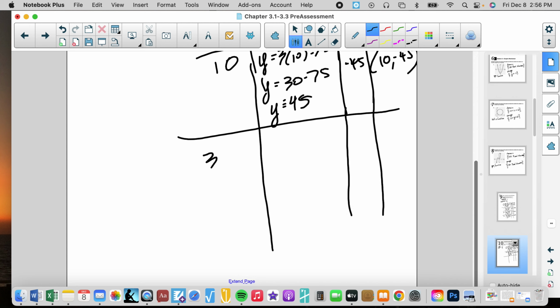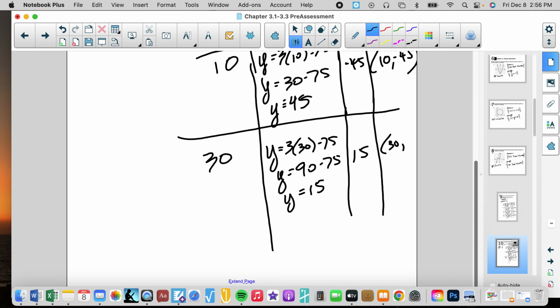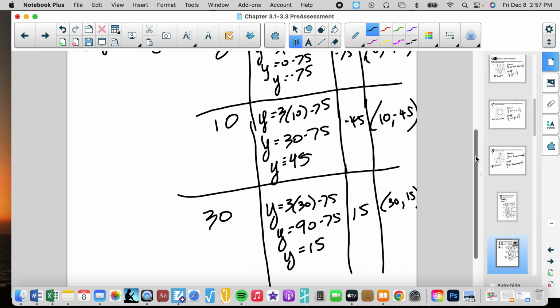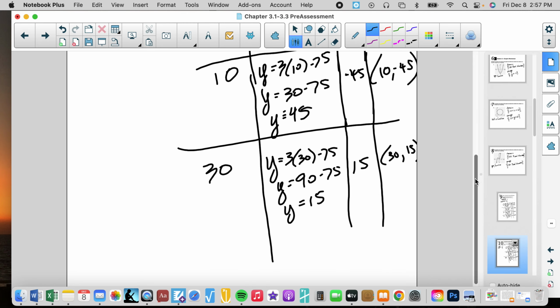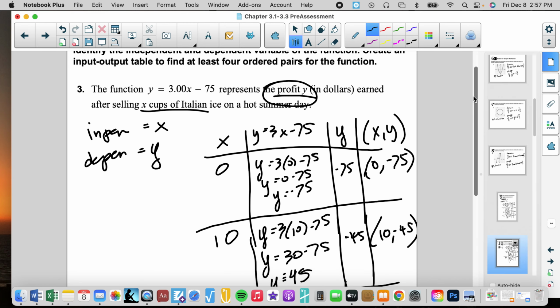So let's do 30 cups. Let's do y equals 3 times 30 minus 75. That gives me 90 minus 75. That gives me 15. So after I've sold 30 cups of Italian ice, I'm finally, this is not necessarily the make or break, but I am finally in the green, or in the black, is what they call it. I am making money. I have a profit of $15 at that point.